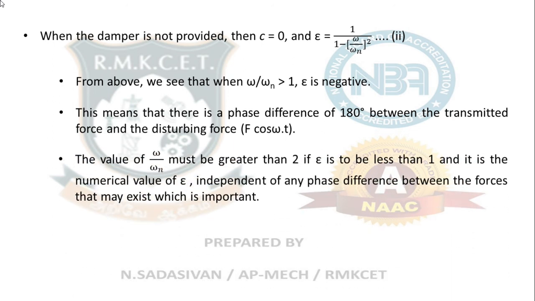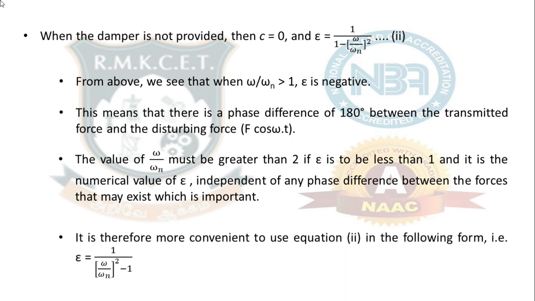So the value of omega by omega n must be greater than root 2 if epsilon is to be less than 1. It is the numerical value of epsilon, independent of any phase difference between the forces. So we will try to have a value of this greater than root 2. And in most cases this is rearranged and written for the sake of mathematical simplicity. The same thing is rearranged as 1 by (omega by omega n) the whole square.